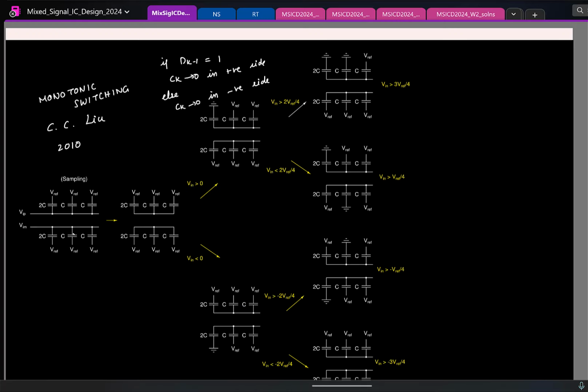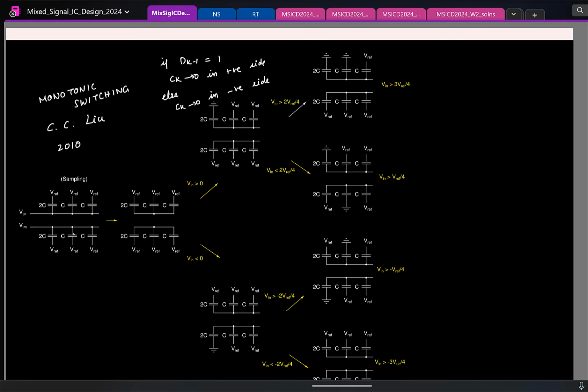And here the logic is pretty simple. At every step, you look at the previous comparison output. If it was 1, you flip the capacitor on the positive side to 0. Otherwise, you switch the capacitor to ground on the negative side. Only one capacitor you switch every time. Okay, cool. So this is the logic we know.